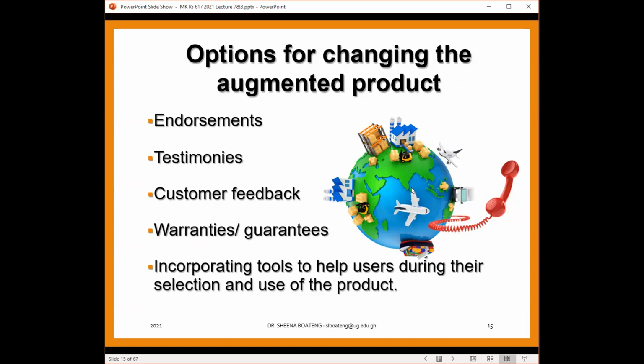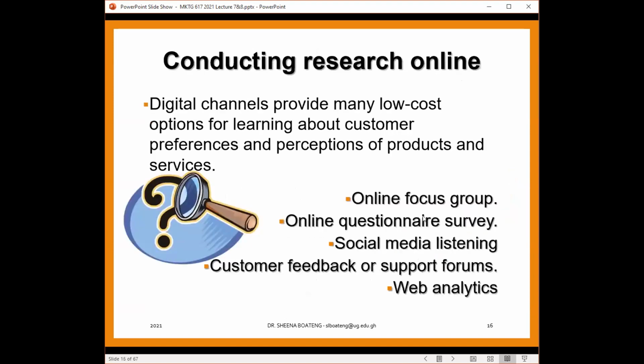So moving on from options for changing the augmented product, we can also talk about options for conducting research online. And here, as a result of online technology, there are so many new ways by which we as marketers can conduct research online in a more cost-effective manner, right? For instance, we can do online focus group discussions, which hitherto were a very cost-intensive research technique, in that you had to rent or obtain a location that could be secluded, that had two-way access.